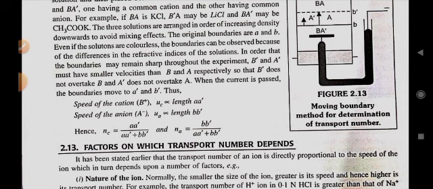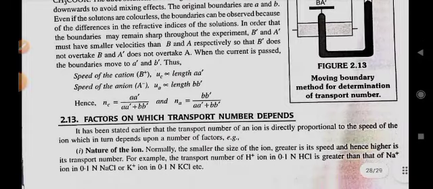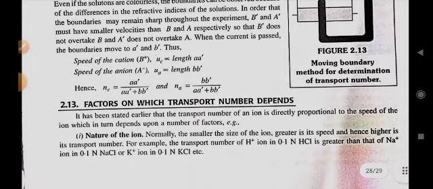The original boundaries are A and B. Even if the solutions are colorless, the boundaries can be observed because of the differences in the refractive indices of the solutions. In order that the boundaries may remain sharp throughout the experiment, B' and A' must have smaller velocities than B and A respectively, so that B' does not overtake B and A' does not overtake A. Then the current is passed. The boundaries move to A' and B'.